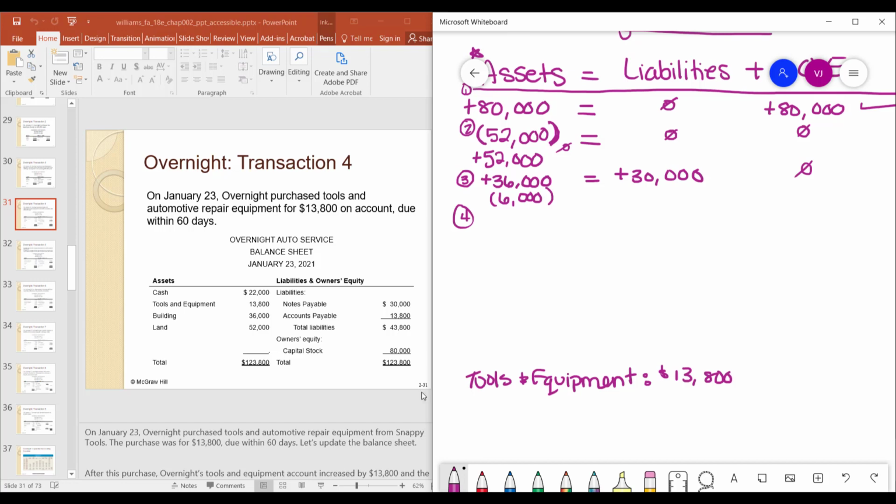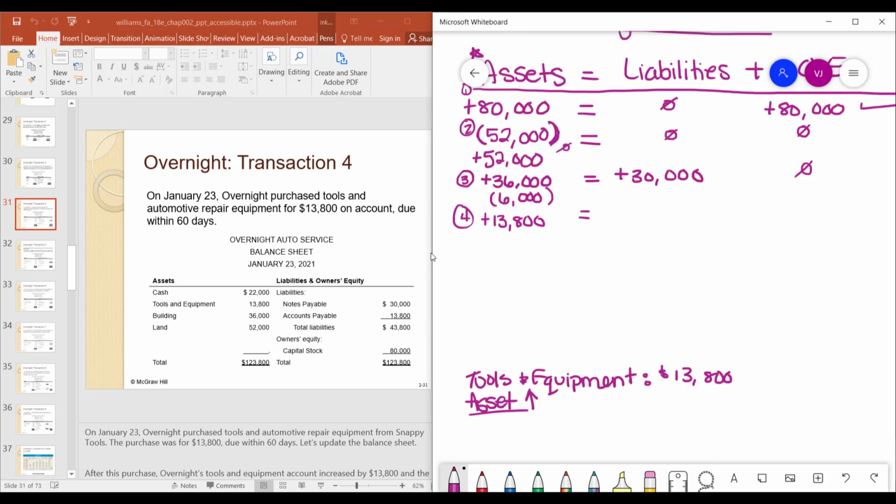And tools and equipment, what kind of account is that? It's an asset account, right? So if I bought more assets, what's happening to your asset balance overall? It's going up because you bought tools and equipment, which increases your assets. So your tools and equipment account, which is an asset, is going to cause overall assets to go up by $13,800 here.